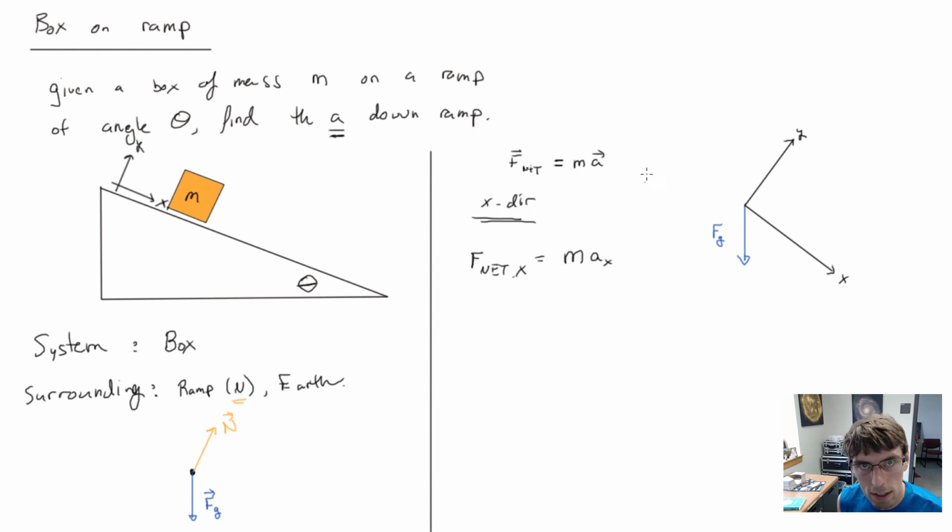So the penalty for putting our axes parallel and perpendicular to the surface of the ramp is that now our gravitational force has two components: a y component, perpendicular to the ramp, and a component that's parallel to the ramp. So what we need to do is figure out how to express this force in terms of the y direction and the x direction. So we have to take a small break and do some geometry.